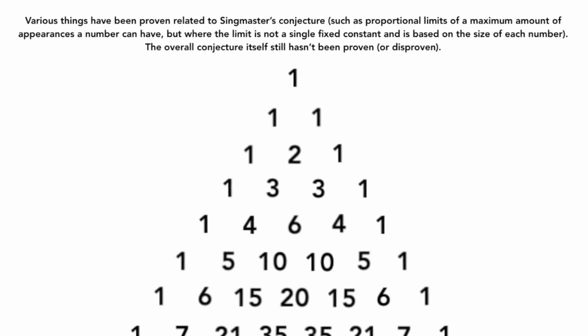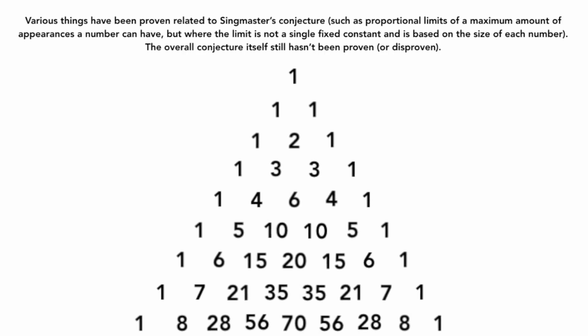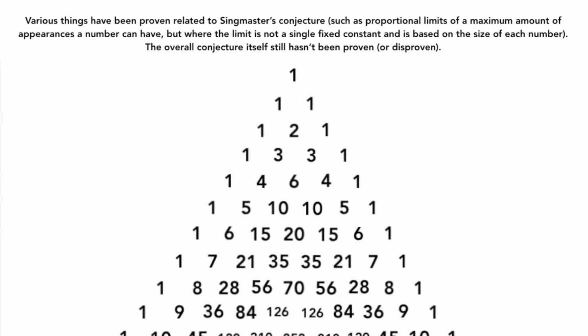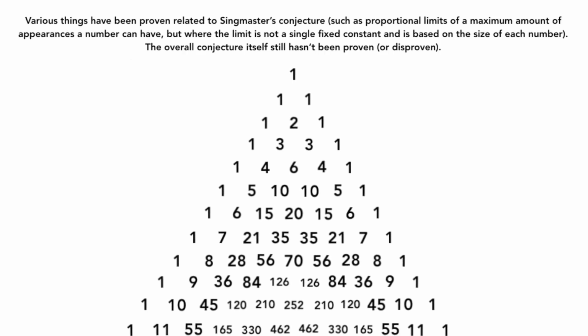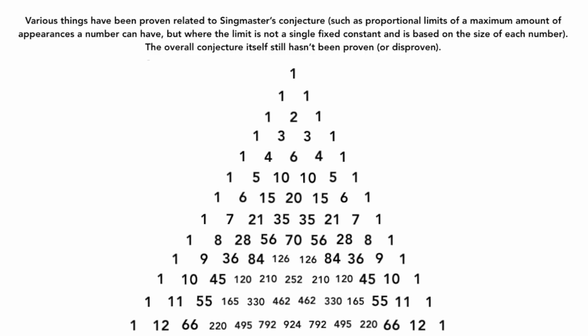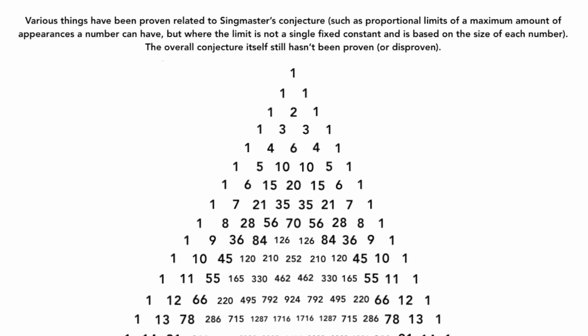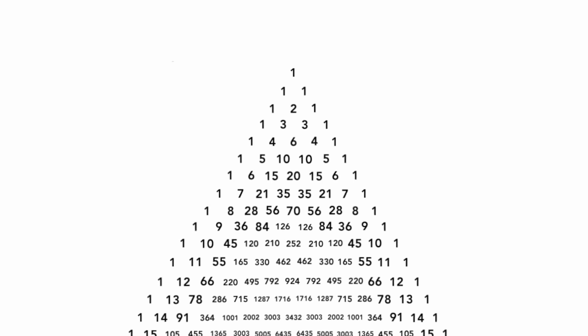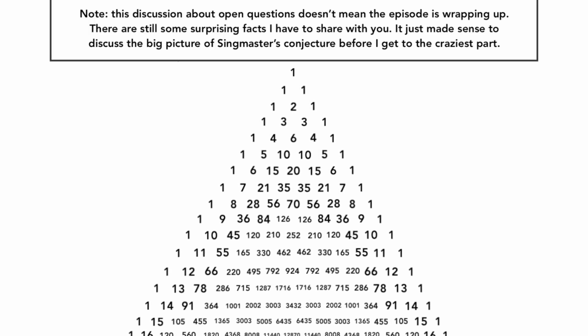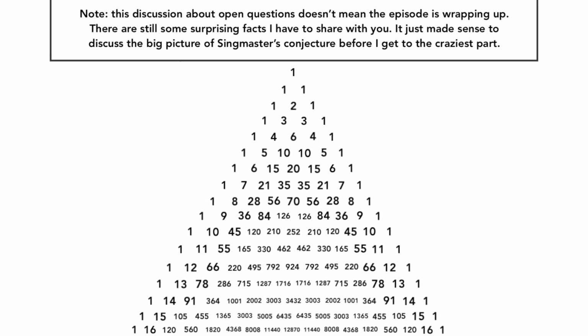Like, for example, if this limit was 12, that would mean that numbers larger than 1 could occur up to 12 times, but no more than that. However, Singmaster's conjecture hasn't been proven, and it could also be the case that within the infinite depths of Pascal's triangle, there are places where numbers will repeat more than 1,000,000 times, or more than 1,000,000,000 times, or more than an arbitrarily large amount of times.